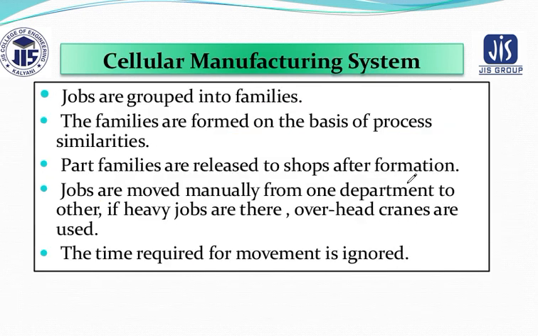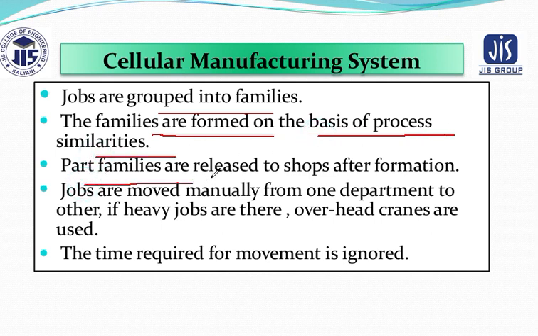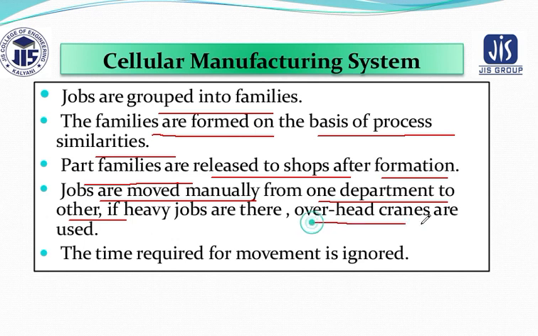Now here we are talking about how jobs are grouped into families in a cellular manufacturing system. The families are formed on the basis of process similarities. Now the part families are released to the shop after formation. So jobs are moved manually from one department to another. If heavy jobs are there, then overhead cranes are used. So the time required for the movement is also ignored.